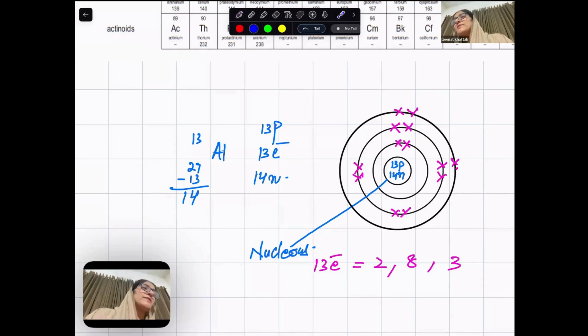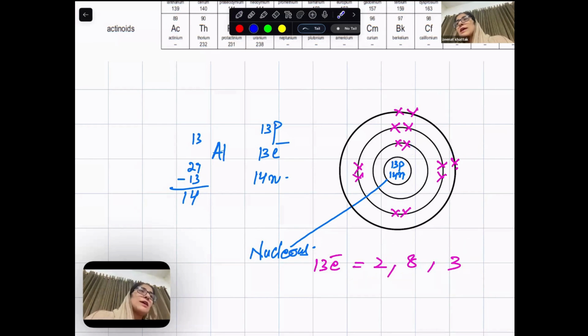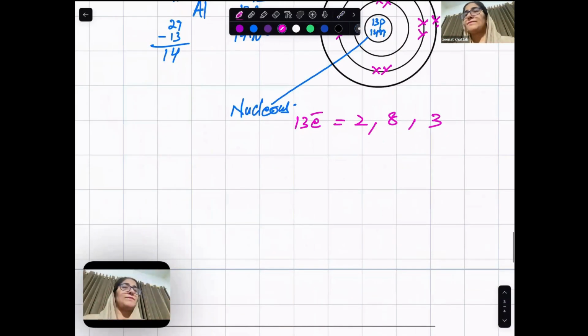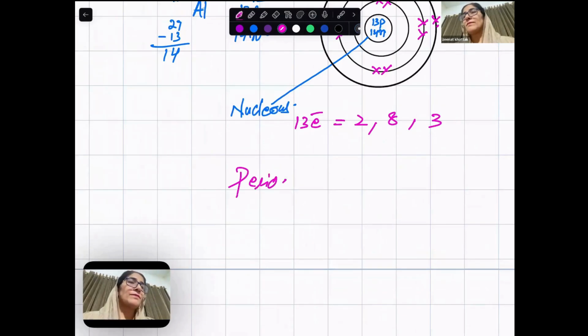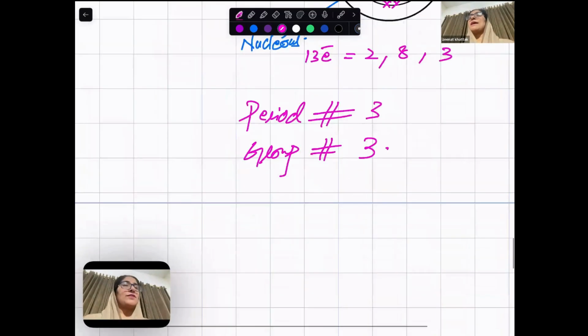So how many shells? 1 shell, 2 shells, 3 shells. The period number is 3. And the group number: how many electrons in the last shell? 3. The group number is also 3, and the period number is 3. Now, after this, the next topic is what?